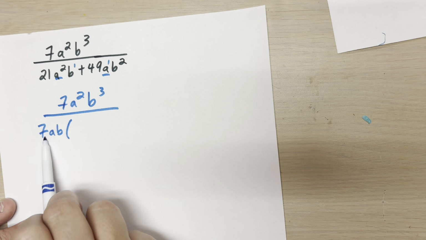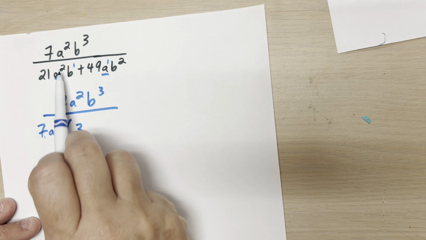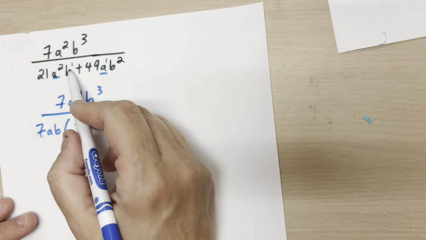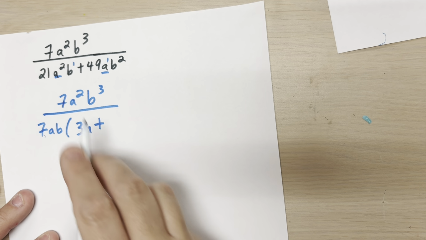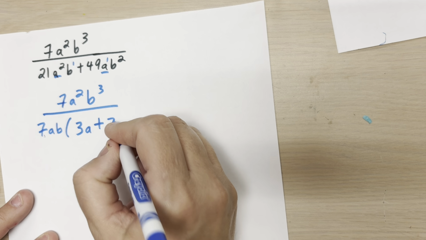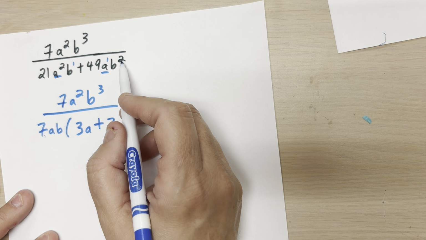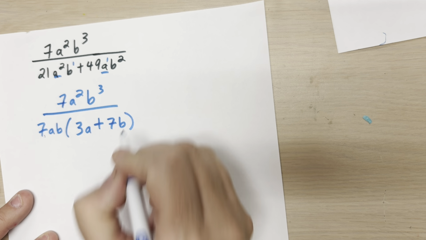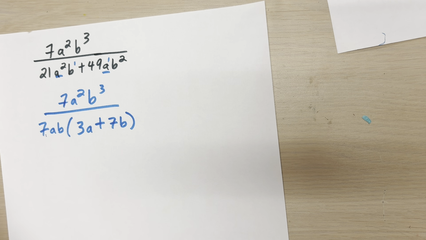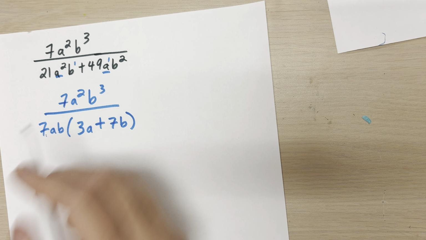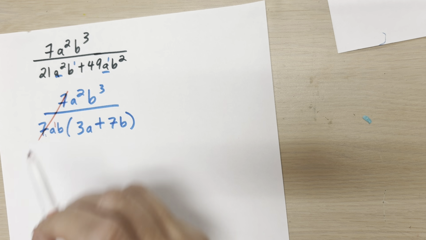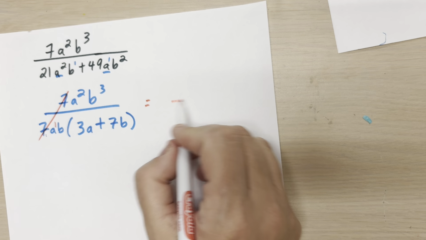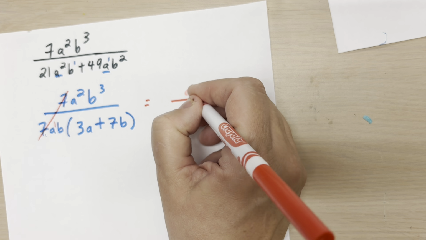Okay, 21 divided by 7 is 3. A squared divided by a is a. B divided by b cancels. I don't have anything left with b's there. Plus, 49 divided by 7 is 7. The a over a goes. B squared divided by b is b. Okay. I'm hoping now that when you look at this, you're seeing a 7 over 7 outside. It can cancel. A squared over a can also be reduced to an a on top.